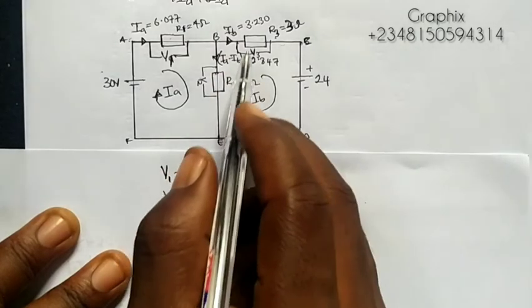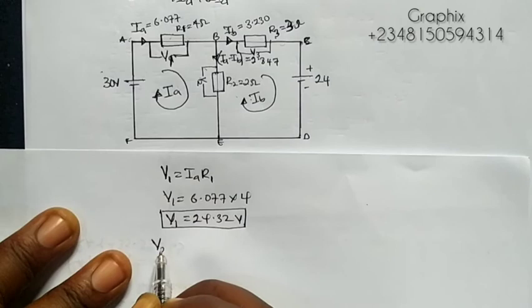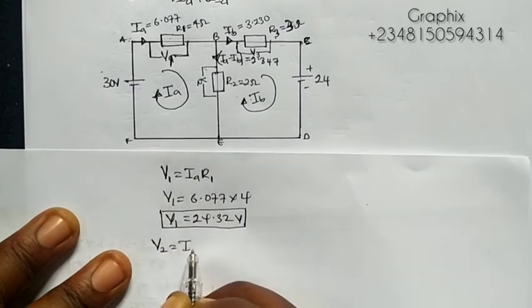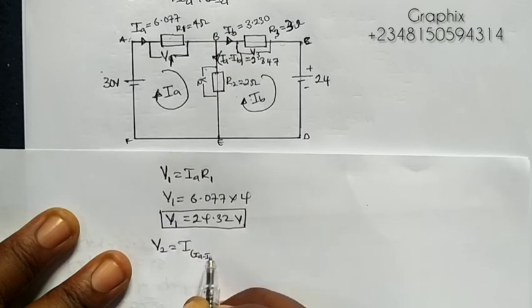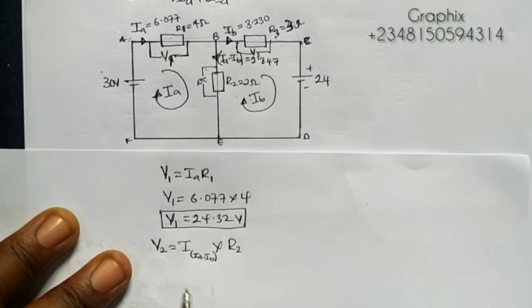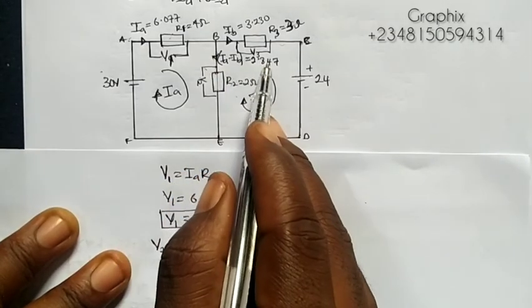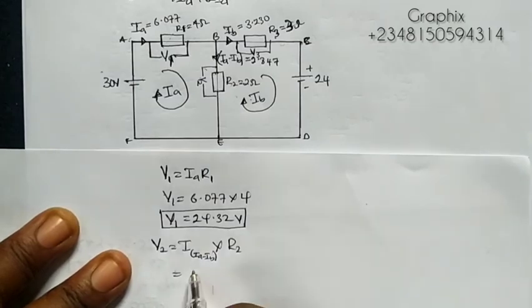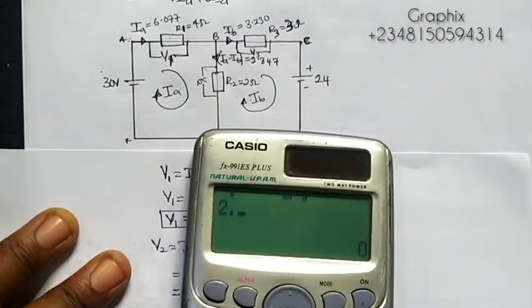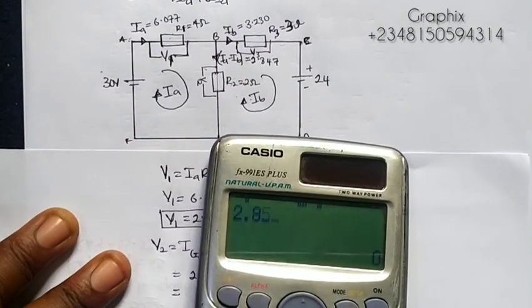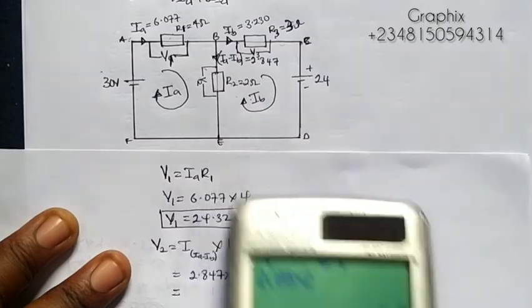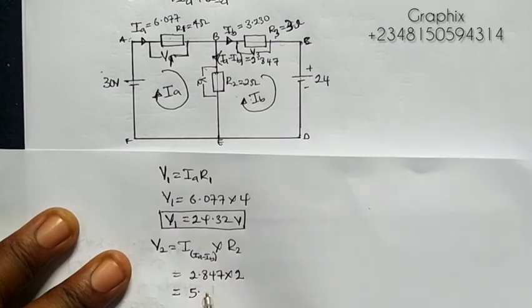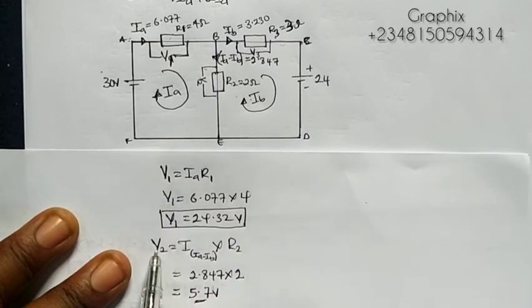Similarly, if we want to know the voltage drop across the R2 resistor, V2 is equal to IA minus IB multiplied by R2, and the current that flows here is 2.847. So we'll be having 2.847 multiplied by R2. R2 is 2. So we are going to be having 2.847 times 2, so 2.85 approximately times 2, and we're having 5.7 volts. So that is the voltage drop across the R2 resistor.